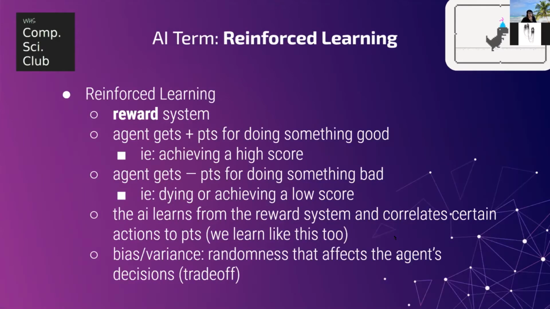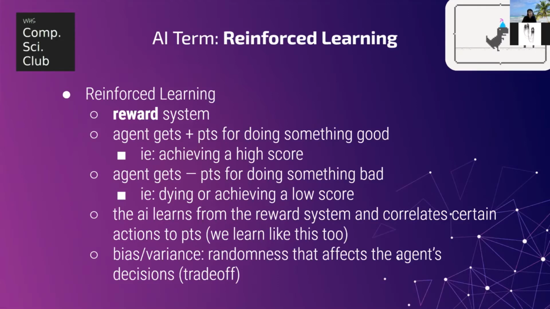That's the randomness that affects the agent's decisions. So it's like a trade-off. Basically, you can think about it as a variable between 0 and 1 that we, the humans, decide. So we can decide what the variable is, and the higher it is, the more it is towards 1, the more random your agent is going to be. And the smaller it is, the closer it is to 0, the less random it's going to be.